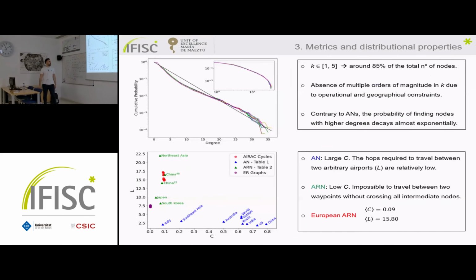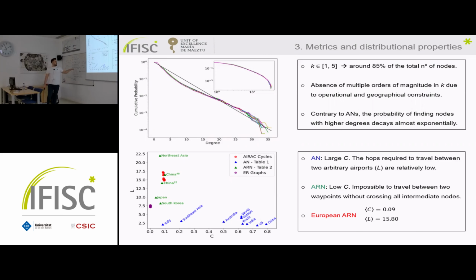Here in the next slide, I present the cumulative degree distribution. Notice that the y-axis is in a logarithmic scale. And we observe that the vast majority of nodes have only a few connections, between 1 and 5. This has a very intuitive explanation, since a node with a large number of connections may lead to possible flight conflicts. We observe this kind of exponential-like decay in the degree distribution, which is completely at odds with what happens in most airport networks.